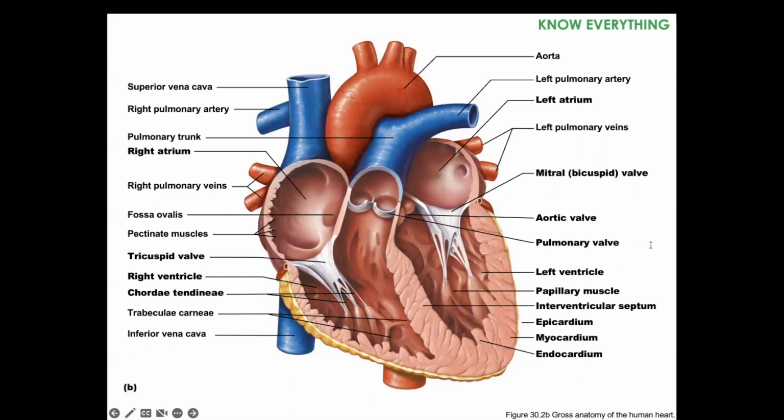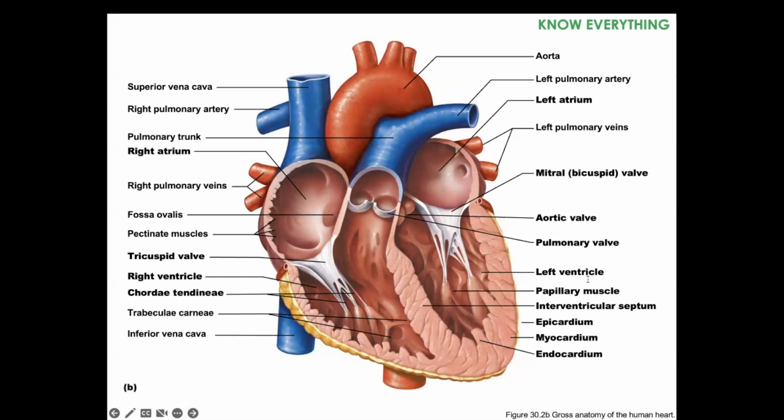Once the right ventricle is full of blood and ready to contract, the chordae tendineae will relax, closing the tricuspid valve and preventing blood from being pumped back into the right atrium, forcing blood up through the pulmonary valve.